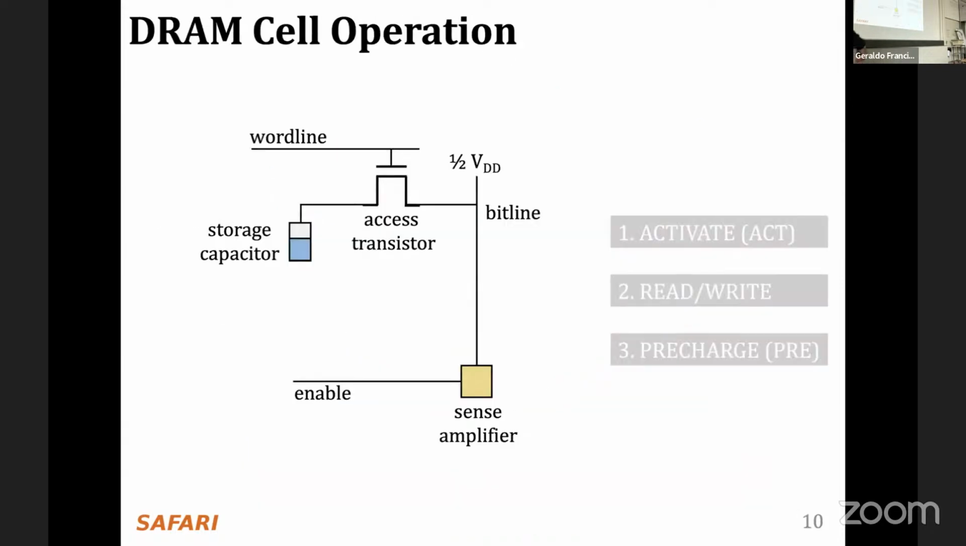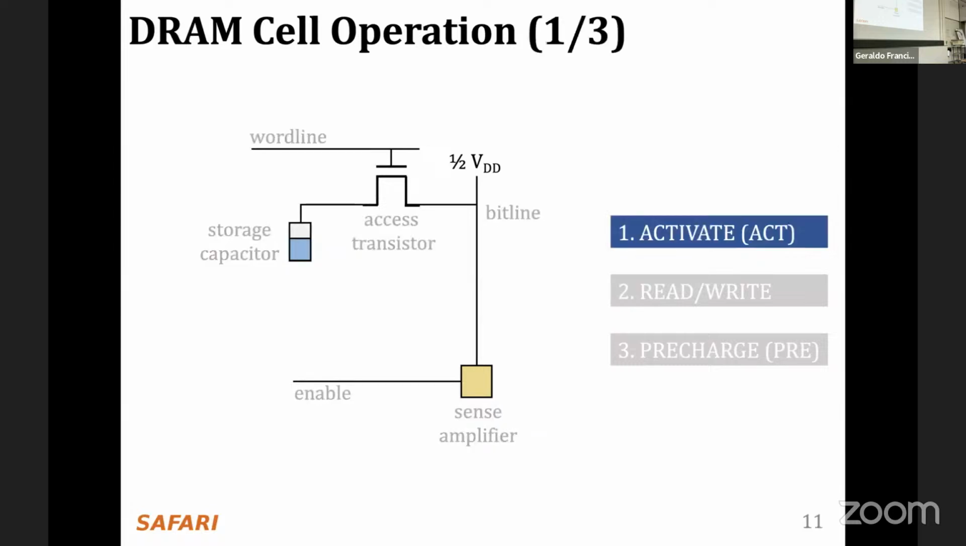In order to access data from a DRAM module, the memory controller issues three main operations: an activate, a read or write, or a precharge command. To read the voltage level stored in the storage cell capacitor here, first the memory controller is going to send an activate command. This activate command is going to first assert the word line, raising it and connecting the storage capacitor to the bit line. This allows the capacitor to lose charge to the bit line, generating a perturbation.